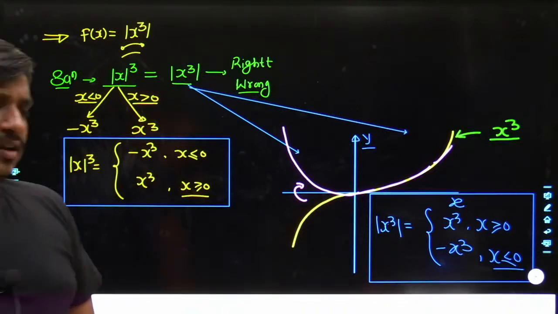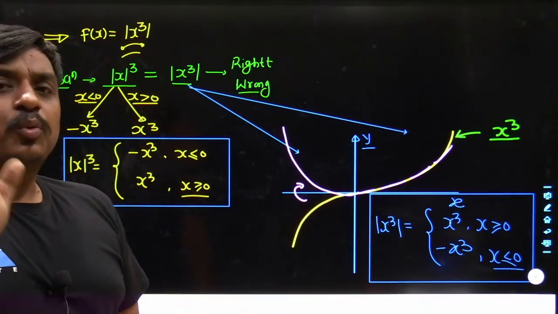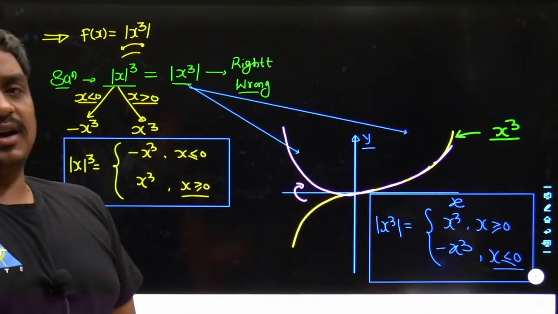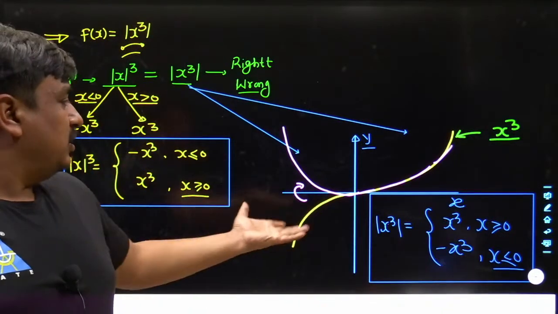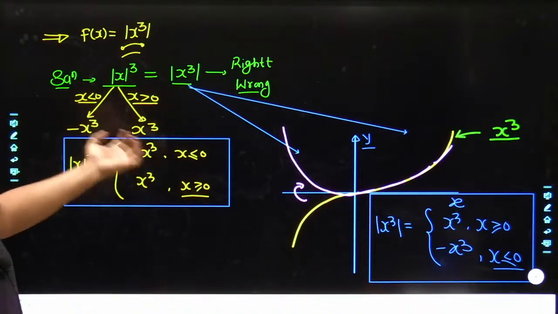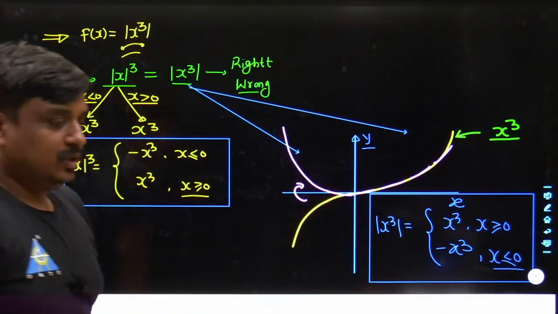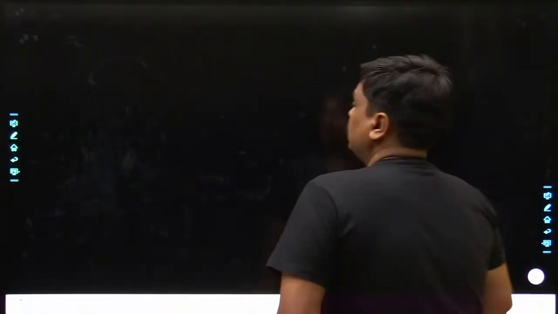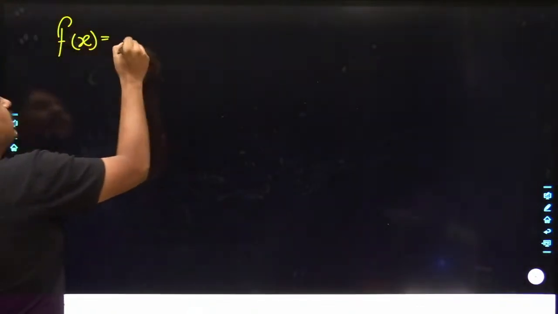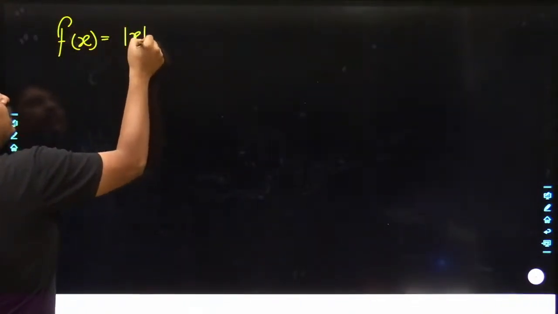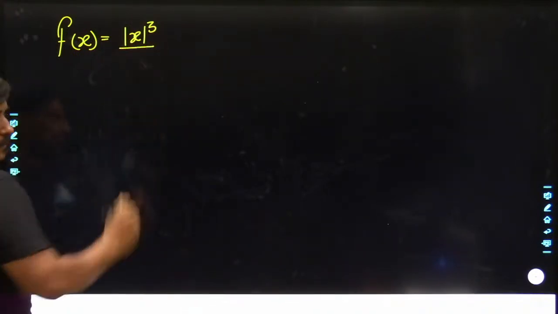Could you understand? So all of us are agreeing on this point or not? If you're agreeing, just write agree. At least I'll have a fair idea that you are actually agreeing with the conclusion which I have explained over here. So what we are going to do over here, the f of x could be taken as mod of x which has been raised to 3. Yes.